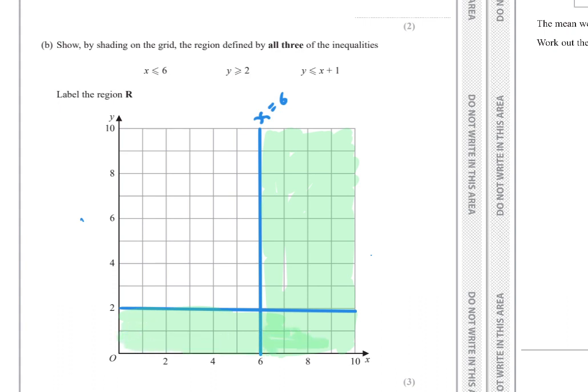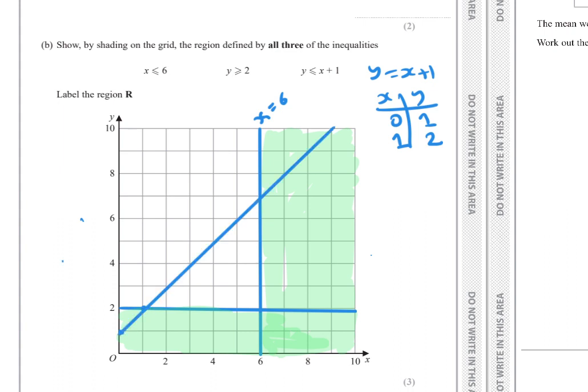Now for the last inequality, y less than or equal to x plus 1, you need to draw the line y equals x plus 1. So we need 2 points. We can put x equals 0, y equals 1. If x is 1, y equals 2. So 0, 1, and 1, 2. Join them. So this is the line y equals x plus 1.